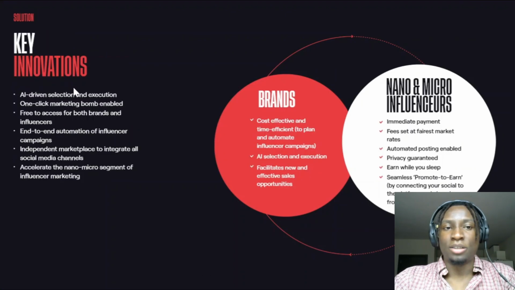The key innovations, right? So you see AI-driven selection and execution, right? One-click marketing bomb enabled. Free to access for both brands and influencers, guys. It's free. So that's something to keep in mind when you're thinking about potentially allocating a position into this particular product or service, right? So it's end-to-end automation of influencer campaigns, right? An independent marketplace to integrate all social media channels and accelerate the nano and micro segment of influencer marketing, right, guys? So these are things to keep in mind.